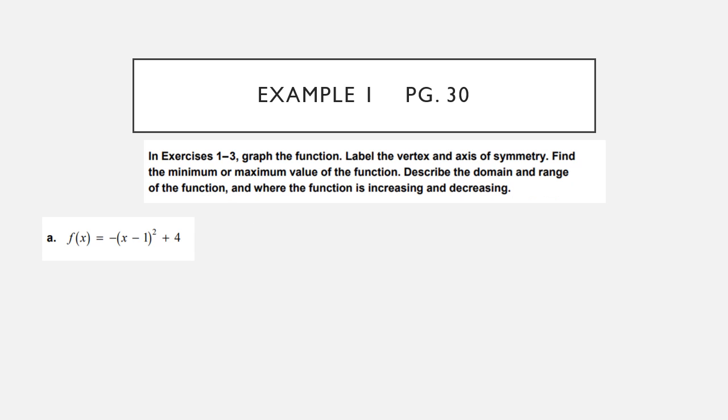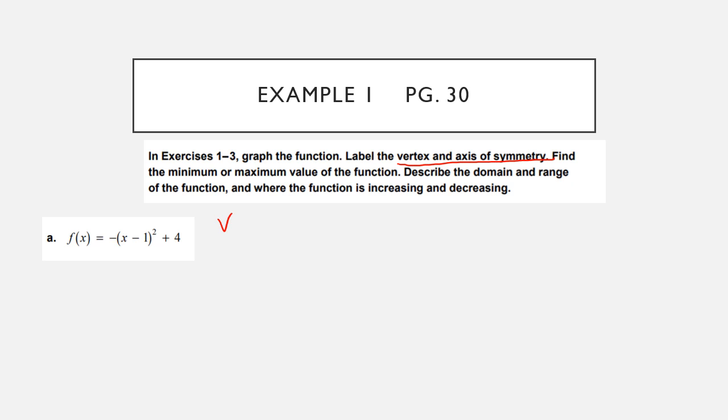All right, so for example 1, this will be on page 30. We're just going to use that little portion that's there. So we're just going to look at question A. We're going to use the same instructions we just talked about, but we're going to use that first example they have there. Okay, so the first thing it wants us to do, let's stop on, we're not going to do the graphing yet. First, we're going to label the vertex and the axis of symmetry.